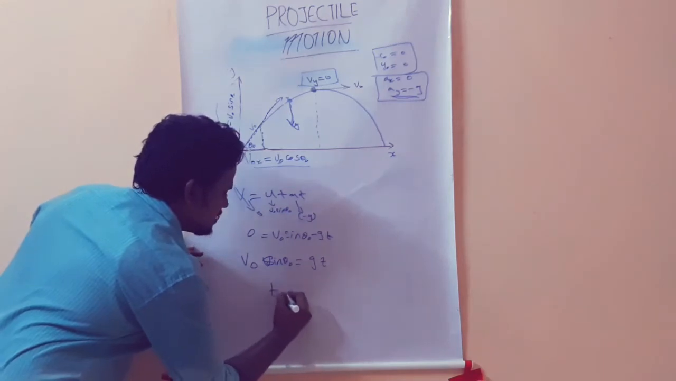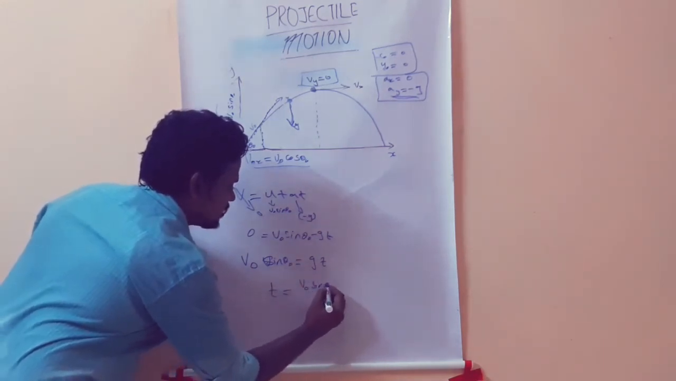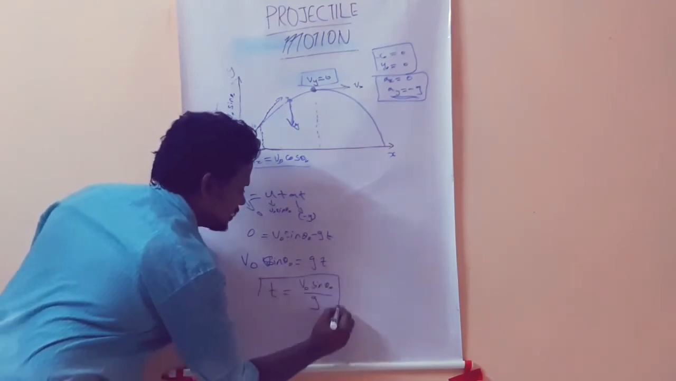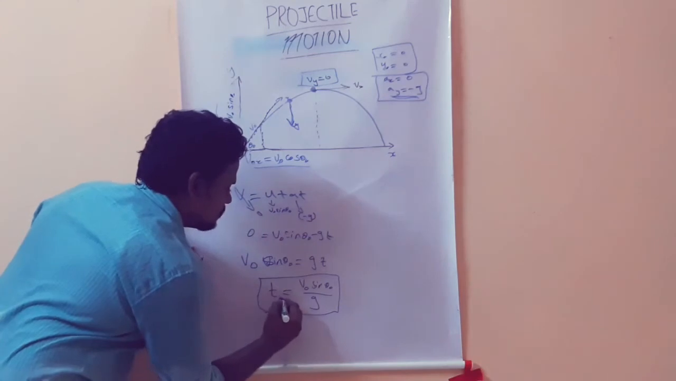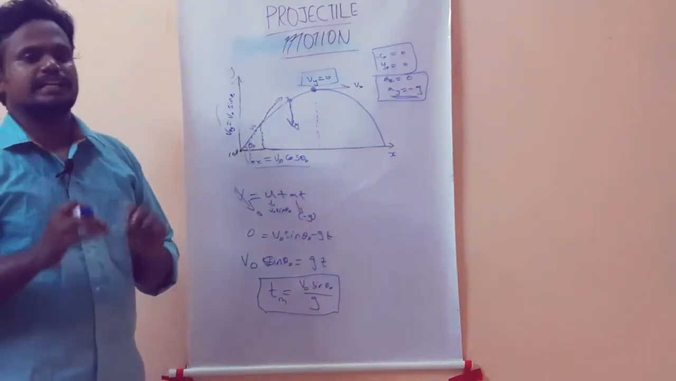If we rearrange this equation in terms of t, we will get v naught sin theta naught divided by g. So this is the time taken to reach the maximum height, Tm. Now we are going to find the time of flight.